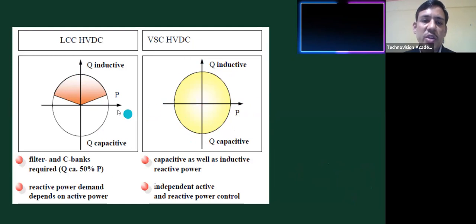Here, many options we have. If I want to increase the active power in a conventional HVDC, 50 to 60% reactive power I need to supply. But here, suppose I want 2000 megawatt power, in that case I can keep reactive power as 0 also. I can keep it as minus or plus also, that is absorption or supply of reactive power. Any option you can play with the VSC HVDC. This is the biggest advantage of the VSC HVDC. You can independently control active and reactive power, which is not possible with the current source converter based HVDC.